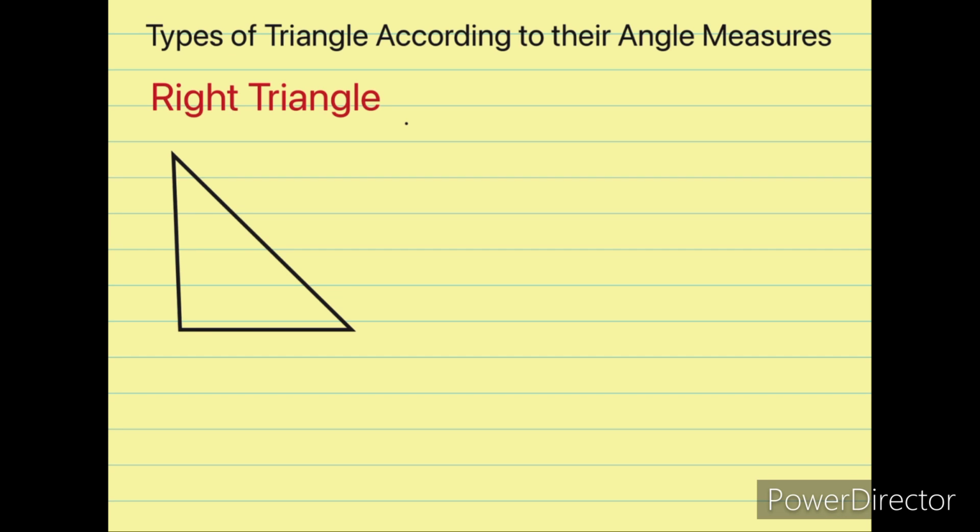Next, let's talk about the types of triangles according to their angle measures. First is the right triangle. A right triangle has a 90-degree angle. So one of the measures of its angles is 90 degrees. For example, this is an example of a right triangle, as long as one of the measures of its angles is exactly 90 degrees.